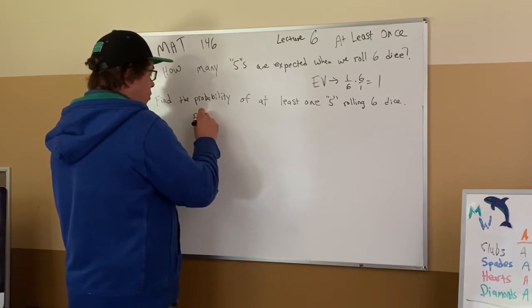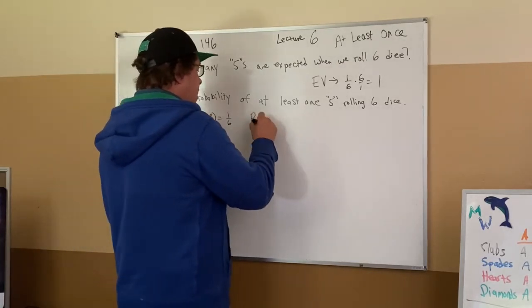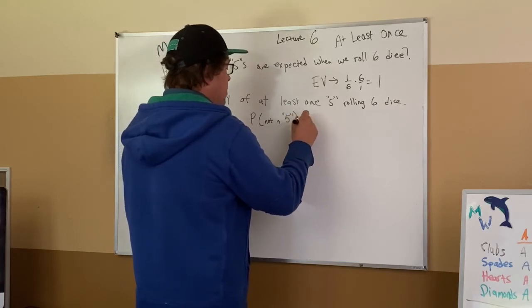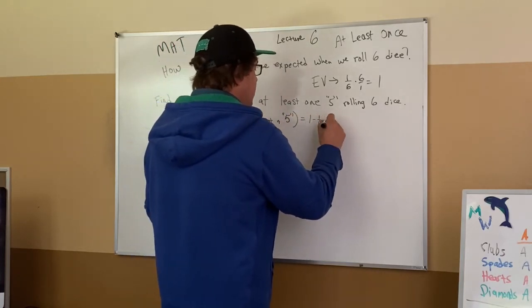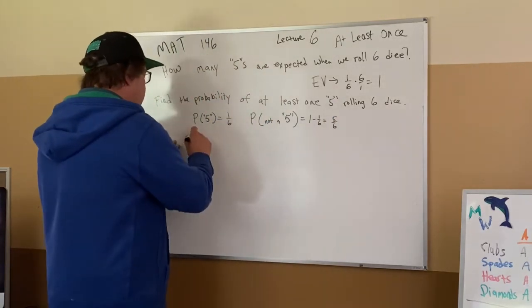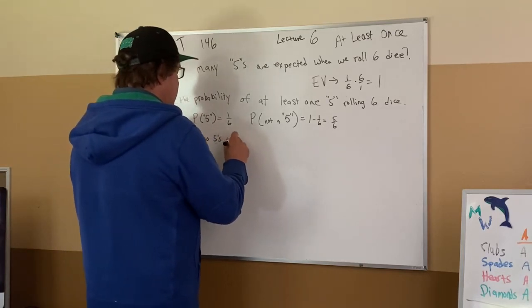Probability of rolling a 5, 1 out of 6. Probability rolling 1 die, not a 5, 1 minus 1/6, 5 over 6. Probability no 5s in 6 rolls.